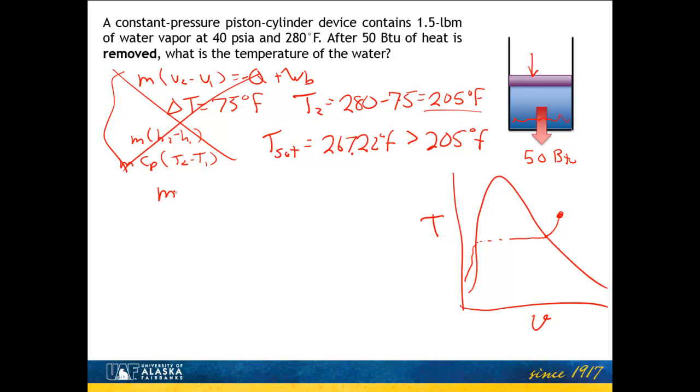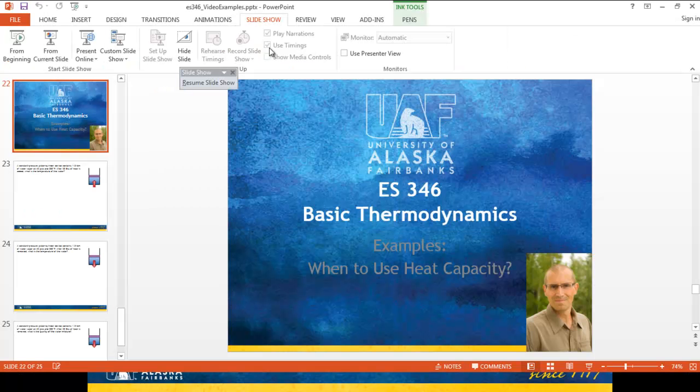Let's go back to our energy balance. We have m(H2 minus H1) is going to be equal to minus Q. This is now just a heat that's leaving the system. I'm trying to figure out what my value of H2 is, and I'm going to do that using the tables. So I'll put my 1.5 pound mass there, and I need to find H1, and H1 is going to be at these conditions of 40 psia and 280. But now I've got to go and use the tables for this.